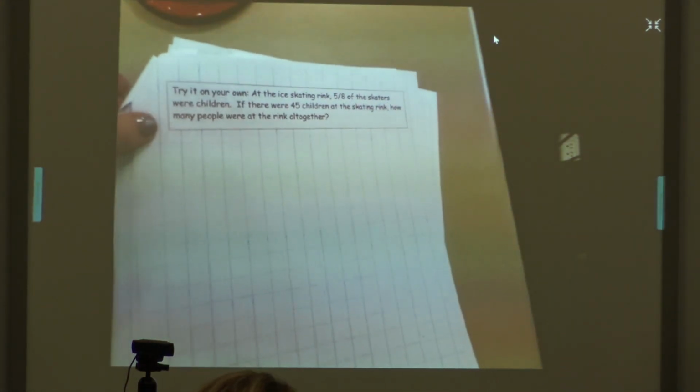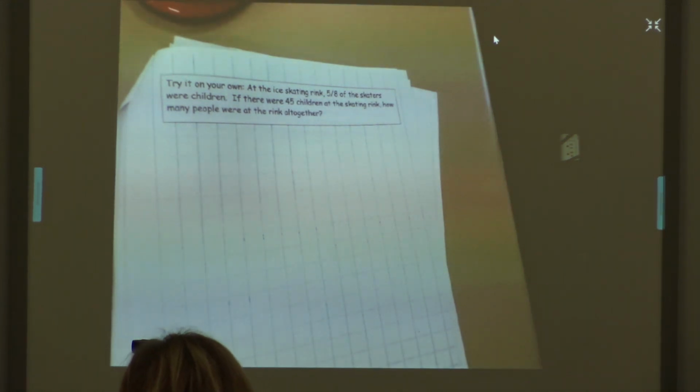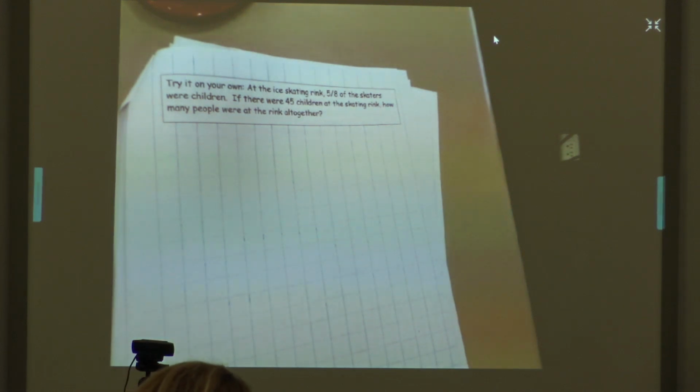All right, so on your own, at the ice skating rink, 5/8 of the skaters were children. If there were 45 children at the ice skating rink, how many people were at the rink altogether? So this is going to be just one bar. Figure out the who and the what. And then my advice is draw a bar as long as the denominator with that many units in it to start off. And again, this is another problem that could easily be an algebraic equation also.